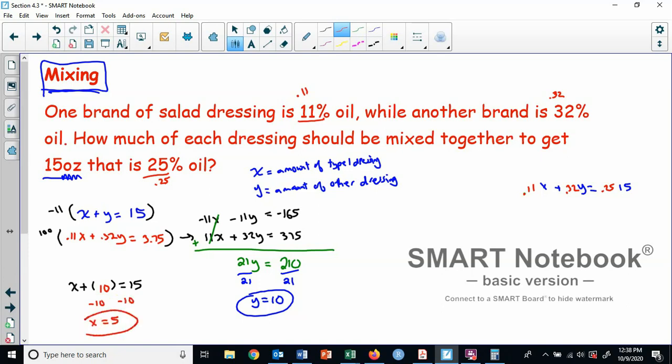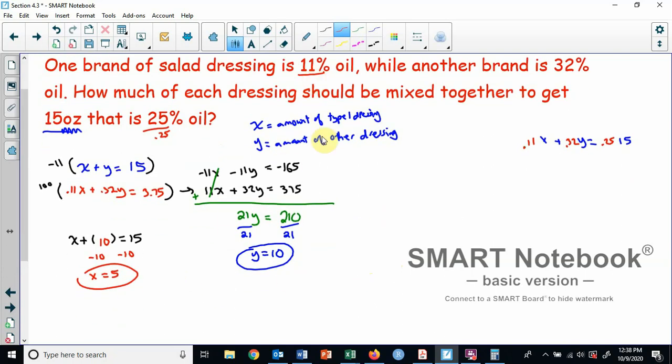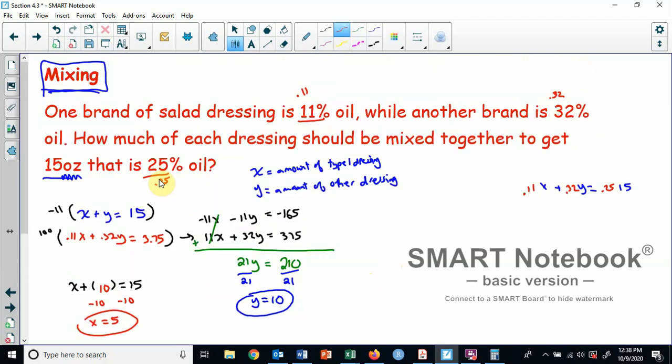So I have the x, I have the y, and of course we should write out, 5 of the 11% dressing and 10 of the 32% dressing. So we have found the amounts. We have answered this mixing problem. Awesome. And it all came from us knowing how to solve this elimination. This was the first time you've ever written one of these style of equations to match it up. But just start with easy, x plus y equals the total amount, and then multiply all three by their percentages to give you this one. And we went ahead and multiplied that.